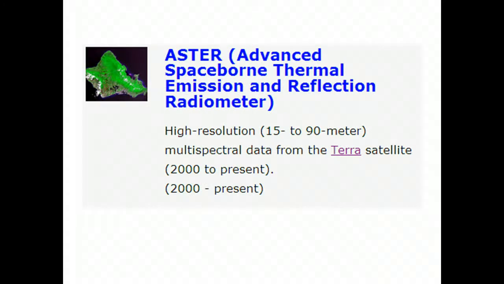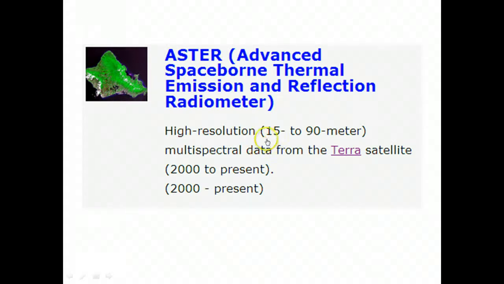But just for example, the ASTER, the Advanced Spaceborne Thermal Emission and Reflection Radiometer, is a relatively high resolution but variable resolution sensor that's carried on the Terra satellite. The Terra satellite carries a number of sensors on it, and the ASTER is one of those. It was launched in 2000 and is still operating. It's operated way past its planned life cycle.